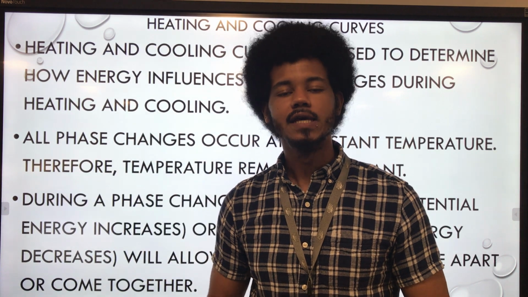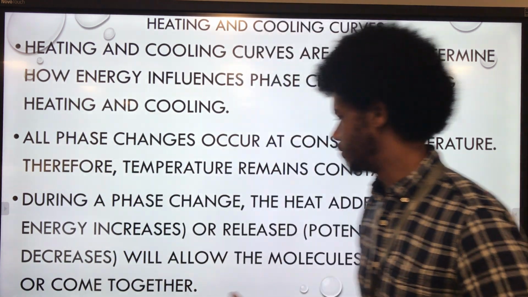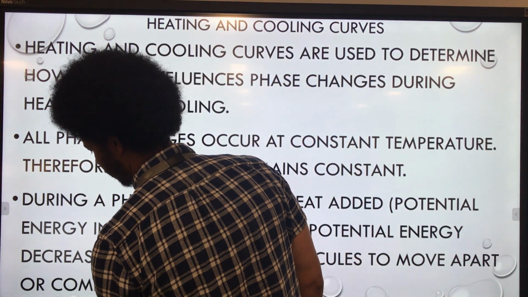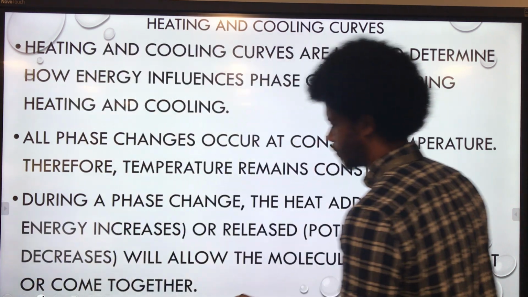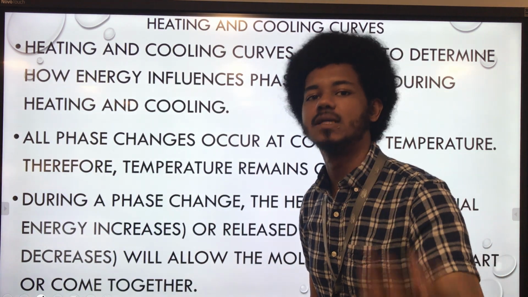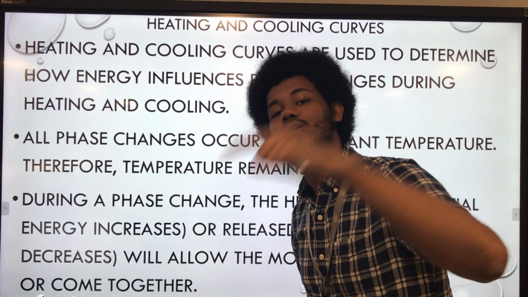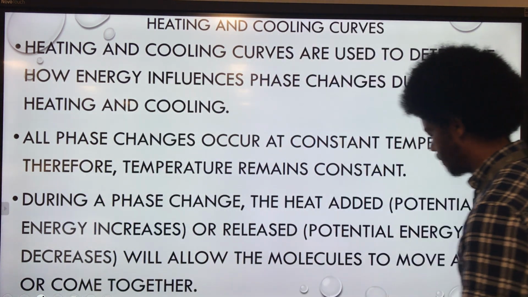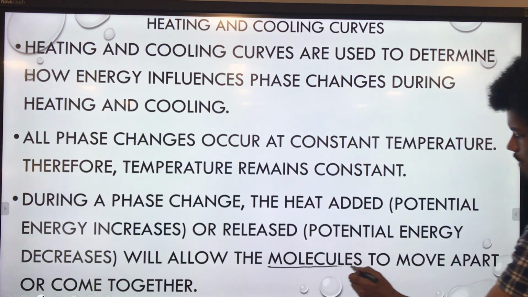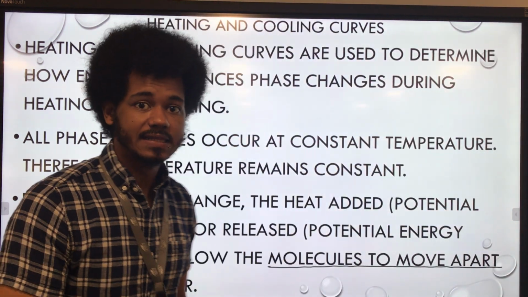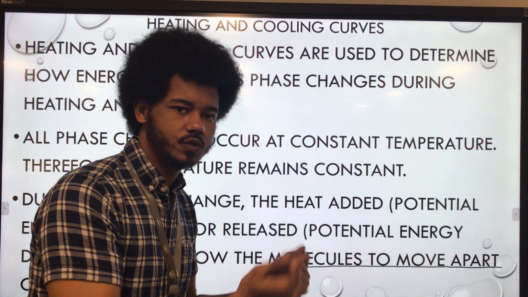Well, during the phase change, those flat parts on the graph, the energy is being used to, let's see, what does it say here? To allow the molecules to move apart or come together. So again, during the flat portion of a graph, for example, when water is melting, the solid water is melting into a liquid. So what is the energy being used for at that part? The energy is being used to make the water molecules move apart. So when we are melting, the energy is being used to cause the particles to move apart.